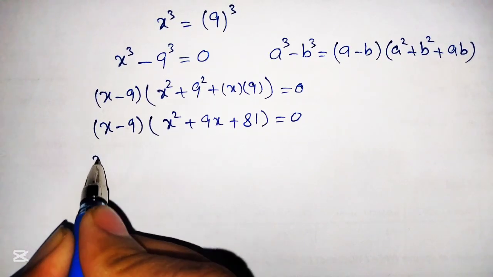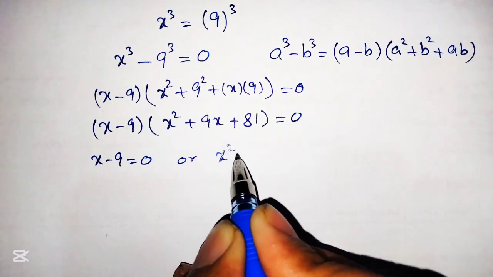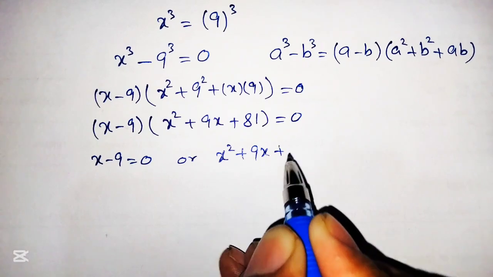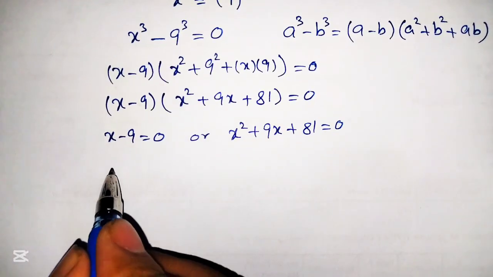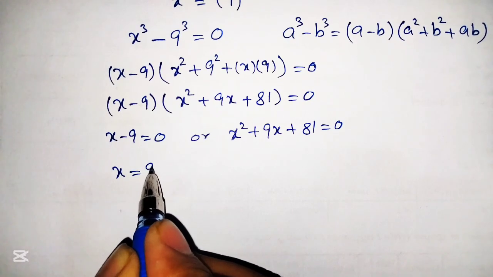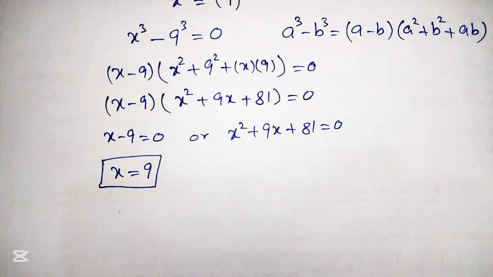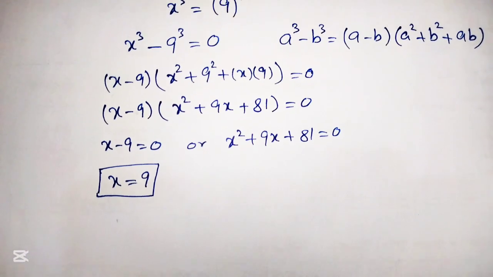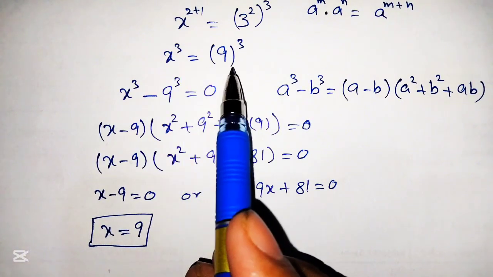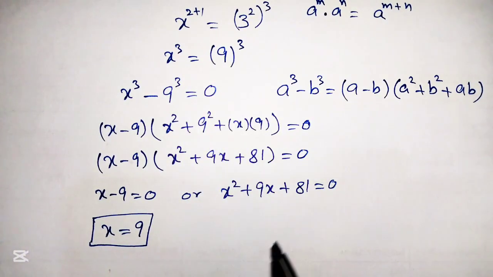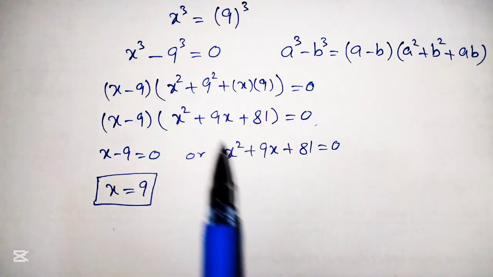So we can write it as x minus 9 is equal to 0, or x square plus 9x plus 81 is equal to 0. From this equation, we will find the first root of this given problem very easily, which is x is equal to 9. This is the first root of this equation, and this root we can also conclude simply from this equation, but as we said earlier, we have to find all three roots. That's why we use this formula here.